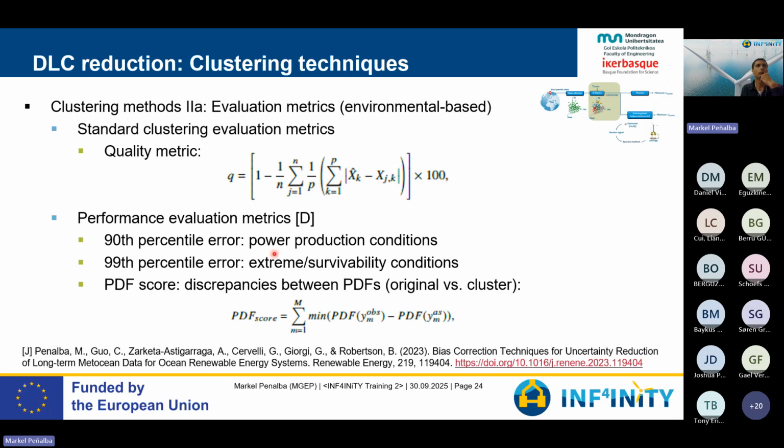But also people have used different performance evaluation metrics like the 1st percentile error in power production conditions, representing the power production conditions, 99th percentile error representing the extreme or the survivability conditions, and also probability density function score, so PDF score, where not only a single average or mean value is considered for the evaluation of the bias or of the discrepancies, but the whole probability density function of the data set is used, so that the two probability density functions, the original and the one based on the clusters, are compared and see where the gap is.